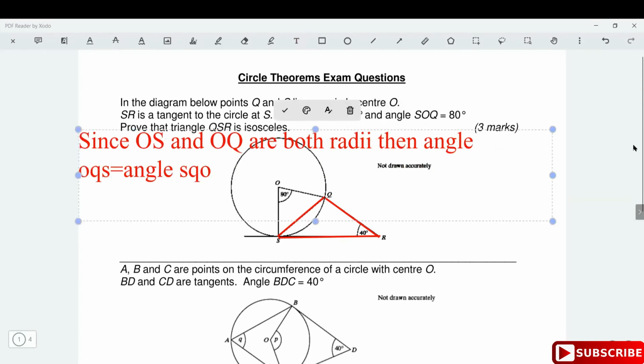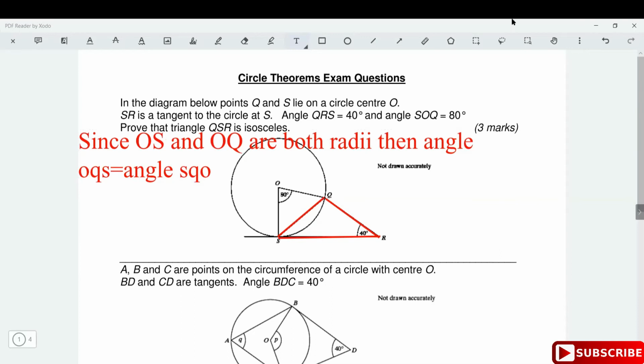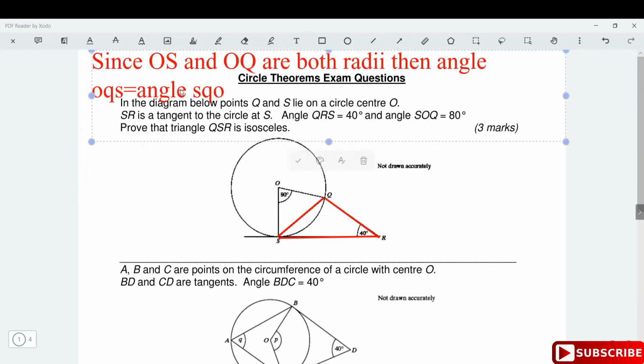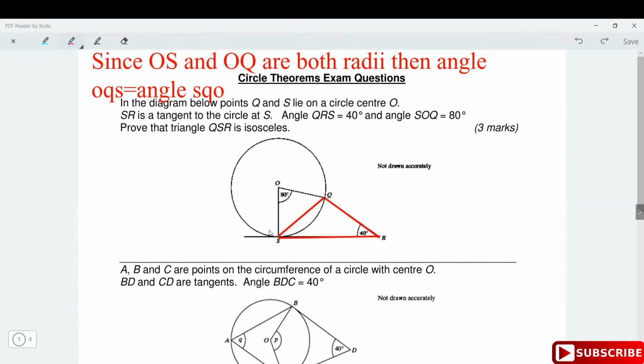So let me just move this up here so it's not too disturbing. All right. So we know that since OS and OQ are both radii, this angle right here is equal to this angle right here, because this is an isosceles triangle. This is a radius, this is a radius. This angle is 80 degrees, so therefore this angle and this angle right here are both equal. To find these two angles, you can call it x. Then this angle is also x.